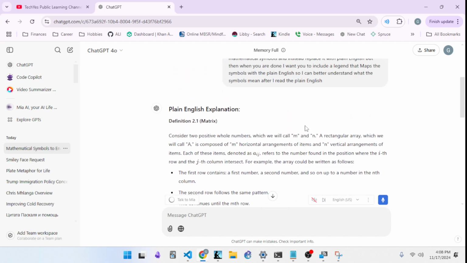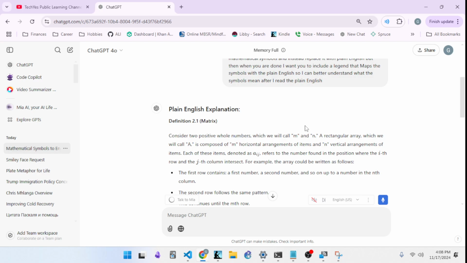Okay, so now here's the real definition. Consider two positive whole numbers, which we call m and n. A rectangular array, which we will call A, is composed of m horizontal arrangements of items and n vertical arrangements of items. Each of these items, denoted as A subscript i subscript j, refers to the number found in the position where the ith row and the jth column intersect.